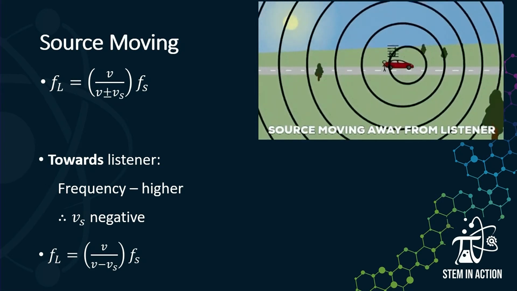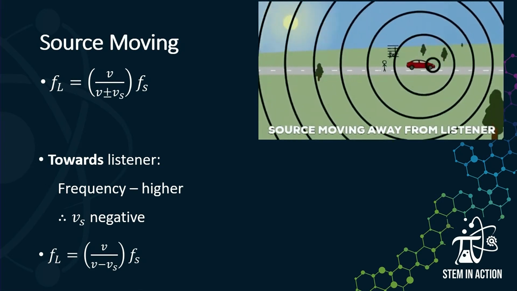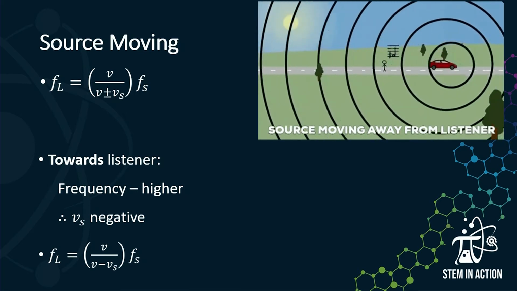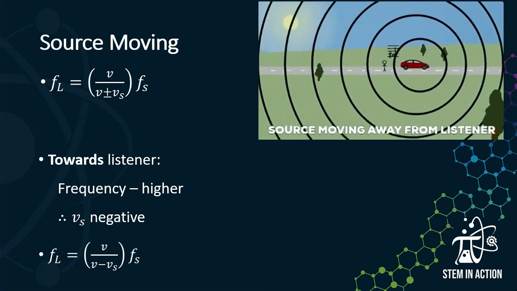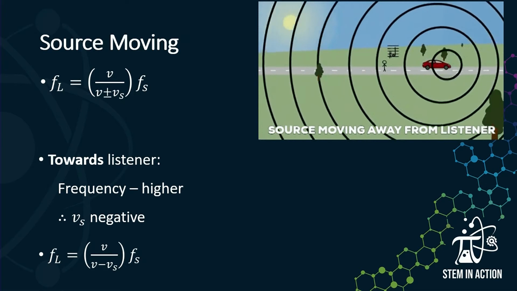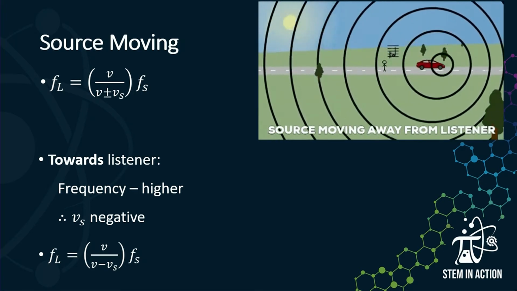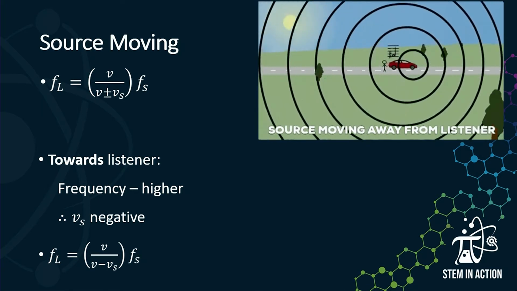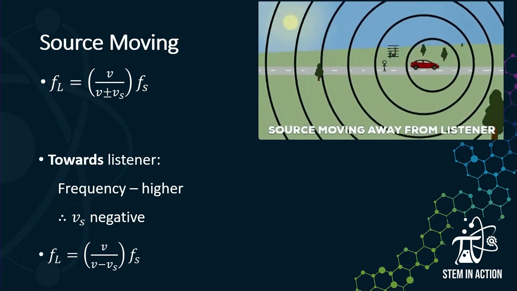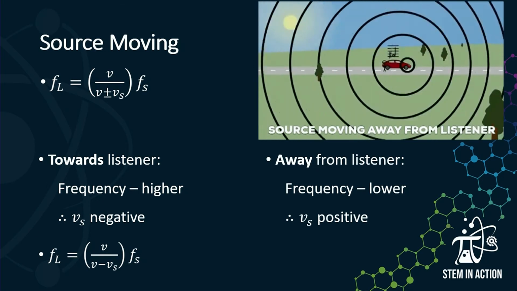On the other hand, if the source is moving away from the listener, we can see that as the source emits one wave, it moves away from that wave before it emits the next one, making the gap between waves larger and therefore the frequency lower, as there are fewer waves that pass the listener in a given time. This means that the frequency is lower.